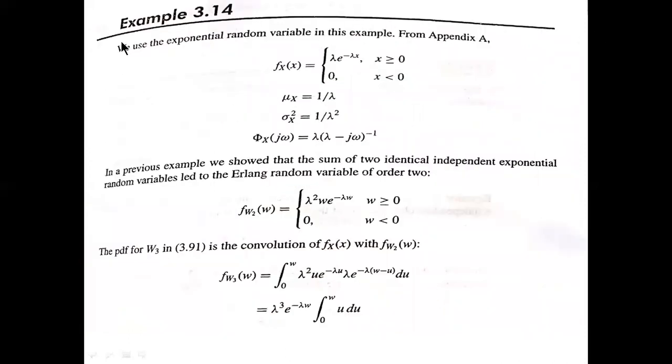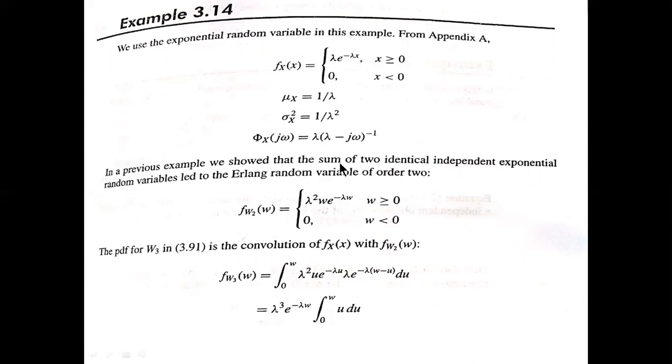So let us take some examples here. Here we are considering the exponential random variable given in the appendix A, which just turns out to be lambda e to the power of minus lambda x, x greater than or equal to 0, and 0 for x less than 0. So for this, the mean is equal to 1 by lambda, and the variance is equal to 1 by lambda square. The characteristic function will be equal to lambda minus j omega to the power minus 1.